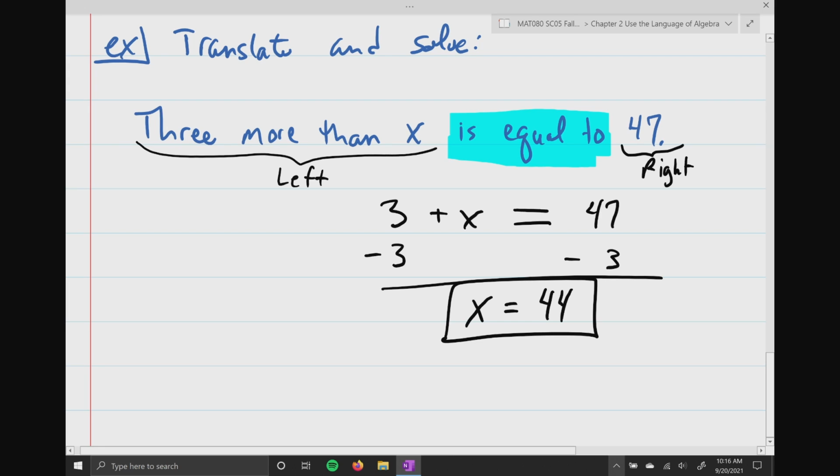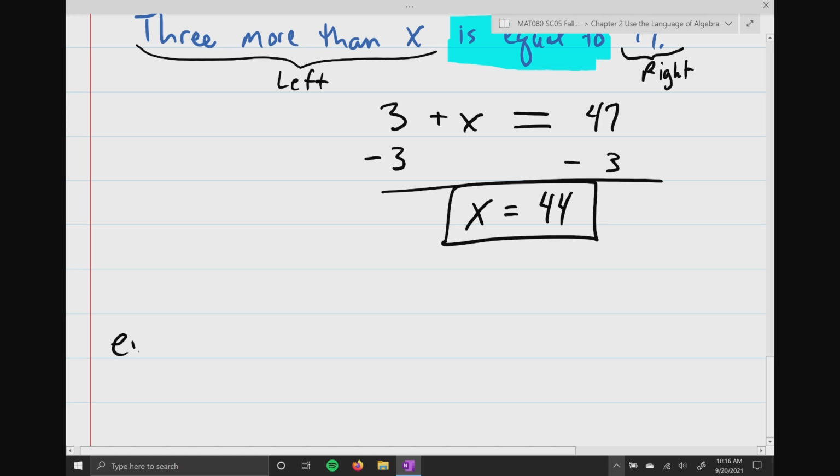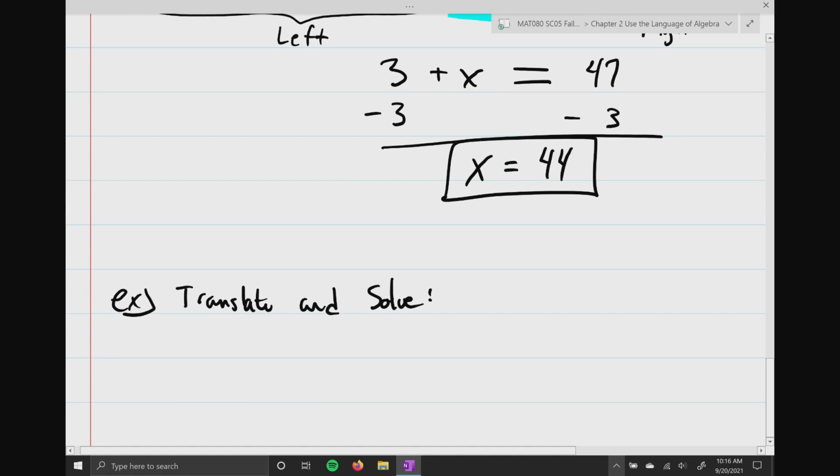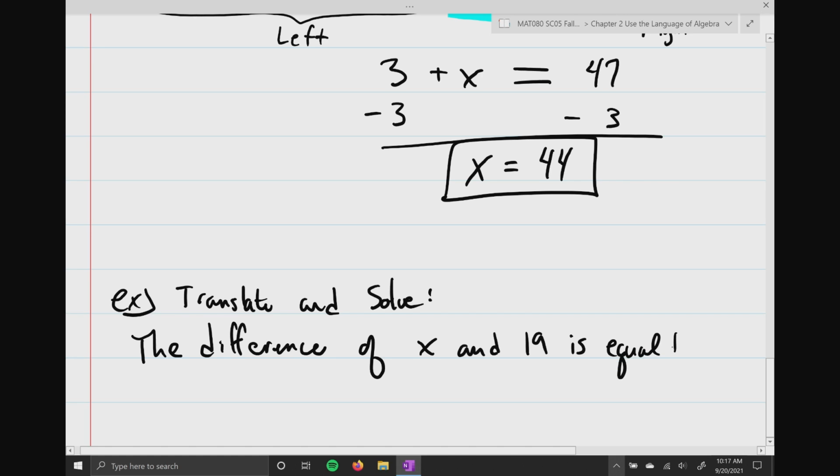Okay? How about I give you one to do, and then we'll call it a day for this chapter, not a day for class. So here's another example. Same directions, translate and solve. The difference of x and 19 is equal to 45.